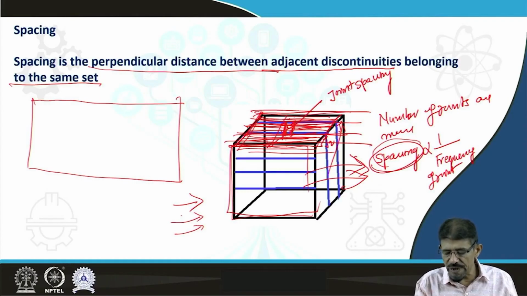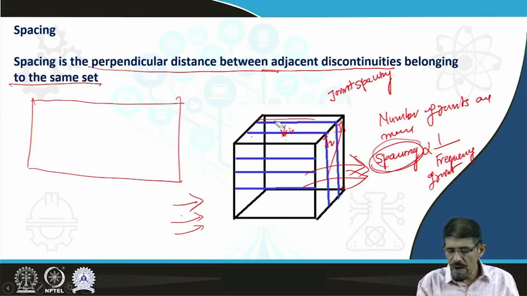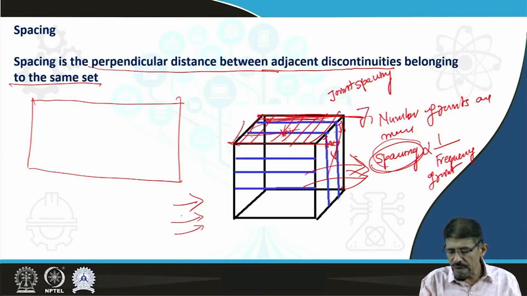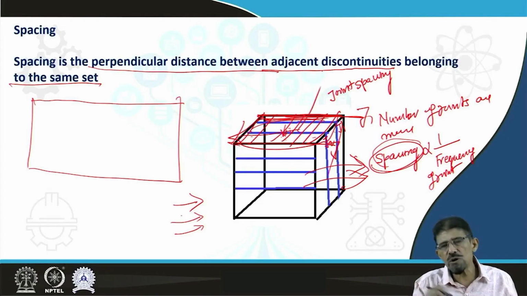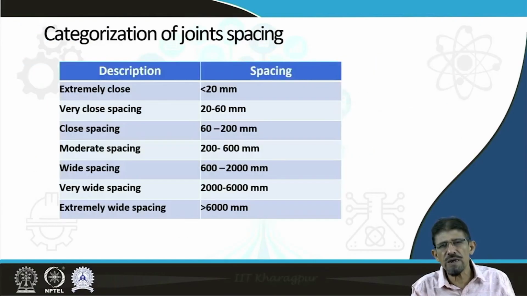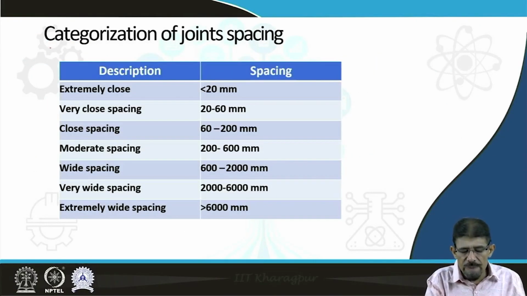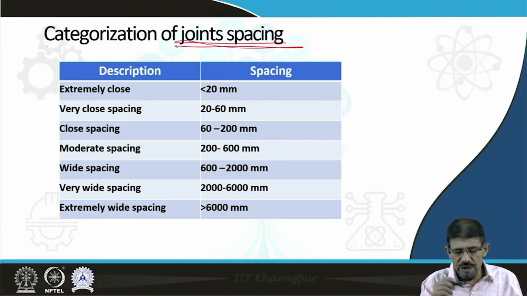One interface is here, one joint J1 and J2 is here. It means this zone, representing this whole block, is almost intact in nature. Intact rock is going to show more strength. So spacing we are utilizing for partially quantifying this. On the basis of joint spacing, we have categorized different types of classes based on the value of joint spacing.